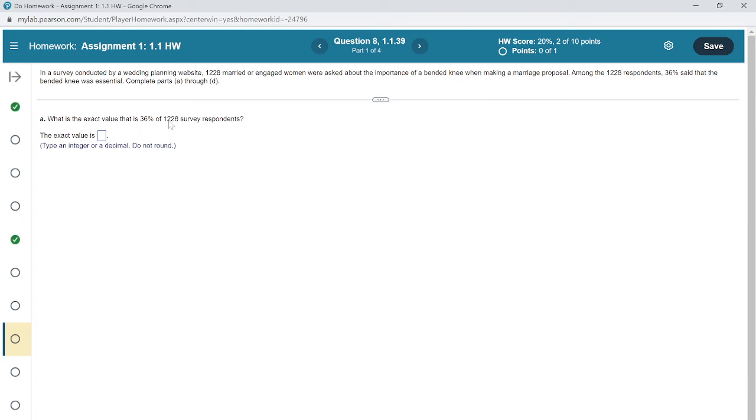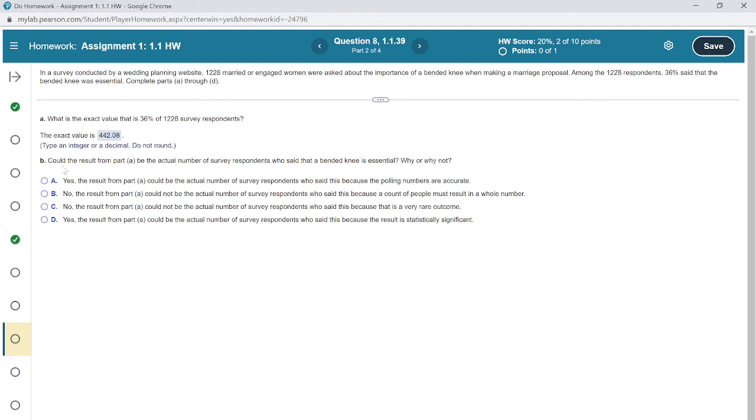So if you multiply 1228 by 36%, which means 0.36, just multiply. I'm going to use my calculator here. 1228 times 0.36, which is 442.08. Type an integer or decimal, do not round. So the answer is 442.08. This is the decimal form, do not round. That's the first question.